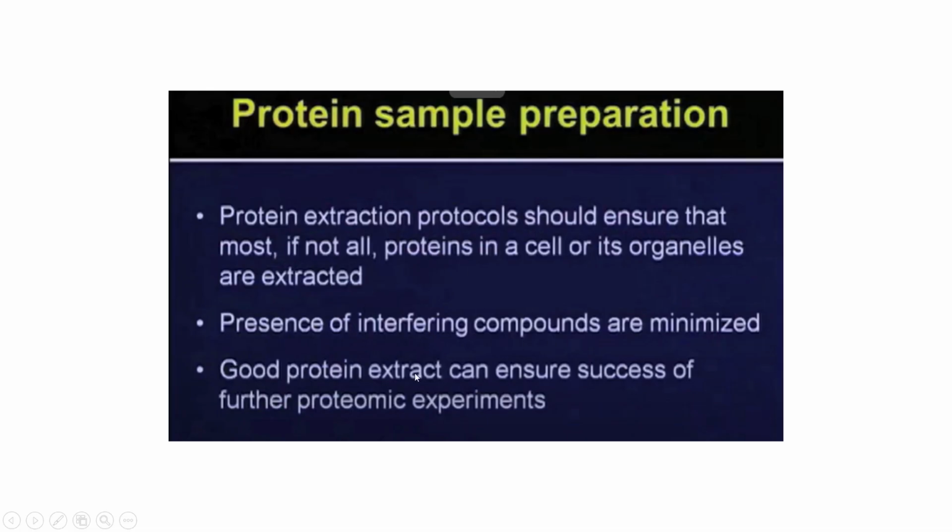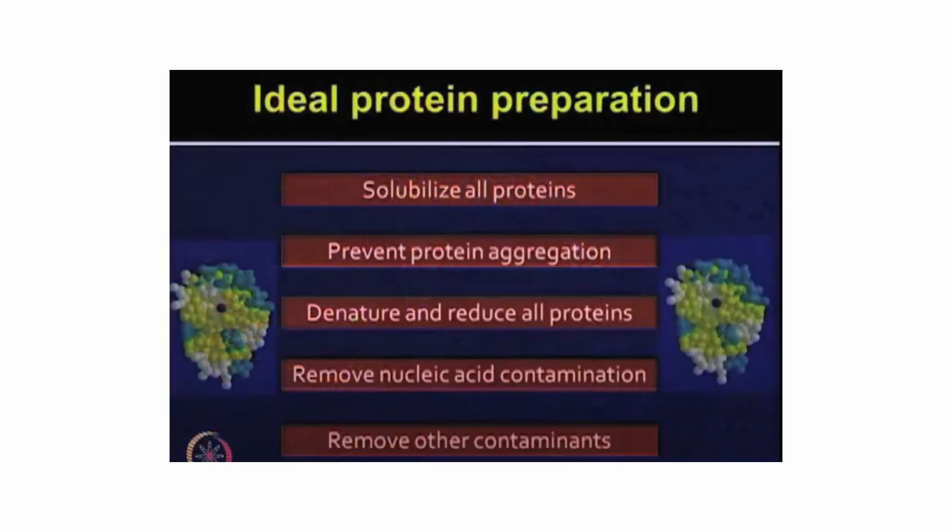And there will be interfering compounds. So make sure you choose a method which will allow minimal interfering compounds to be present. And once they are there, you need to ensure that you remove them as well. So we'll be dealing with that. How can we remove that? A good protein extract can ensure that. So if you have a purified one, or one with minimal interfering compounds, then your further proteomic experiment would be much more successful comparatively. So this is the protocol generally.